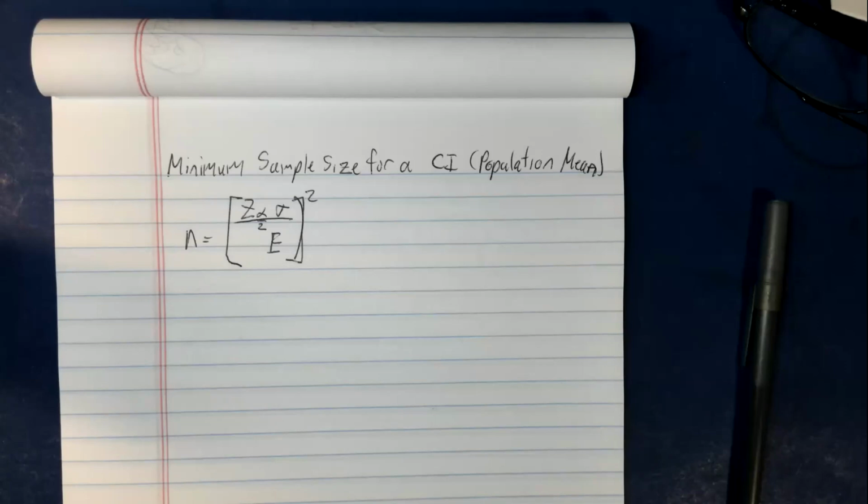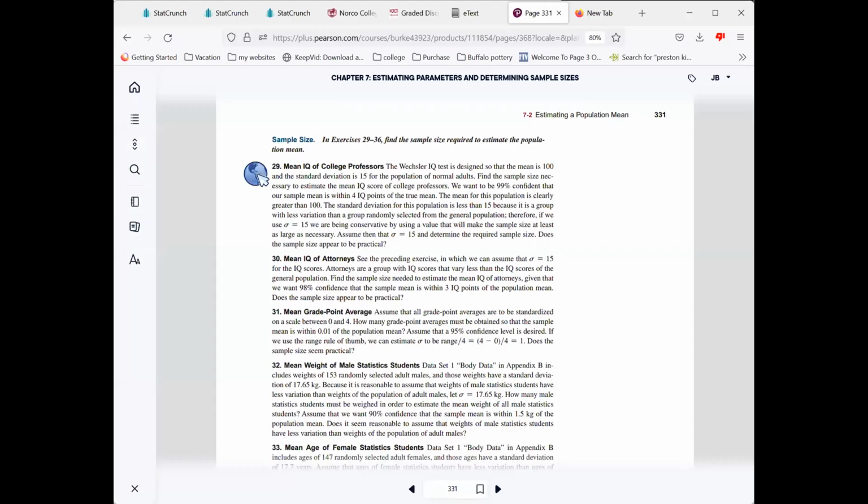So here we go. Mean IQ of attorneys. It says, see the preceding exercise in which we can assume that the population standard deviation is equal to 15. Oh, hold on. Let me go in and share this. I thought I was sharing it, but no, I was sharing my notes instead. So you did see the notes that have my formula for the minimum sample size for population mean. But here's the question again.